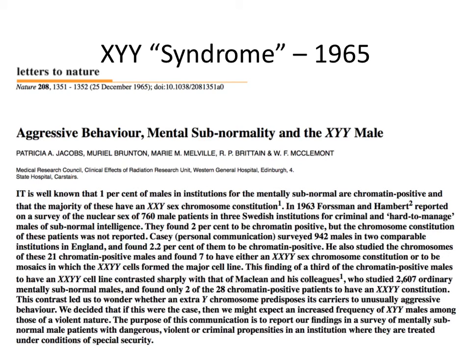So there's this hypothesis, and this had come from earlier research. 1% of males in institutions for the mentally subnormal have an XYY sex chromosome constitution. So basically 1% of incarcerated males, or something like that, are XYY. What do you want to know? What's the first question you should be asking when you read that?